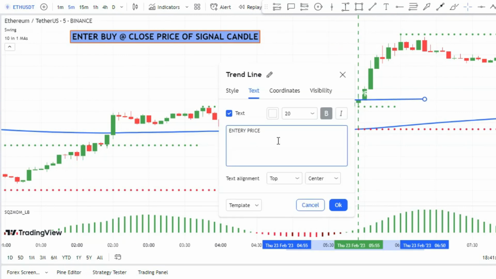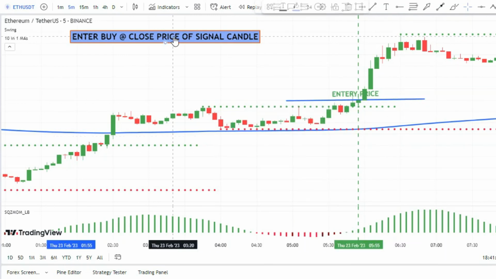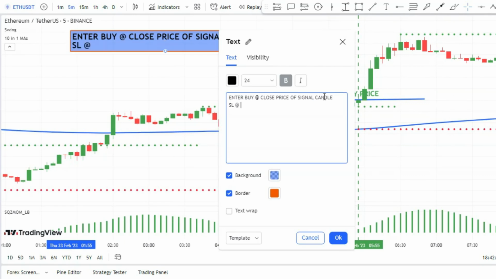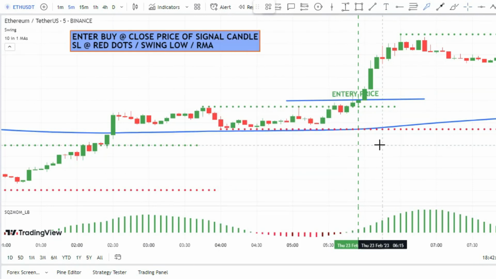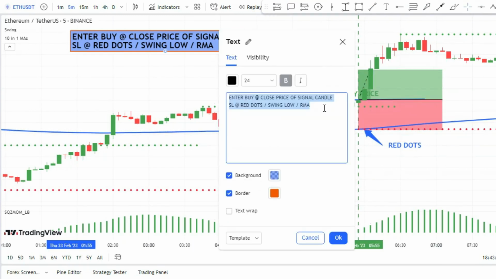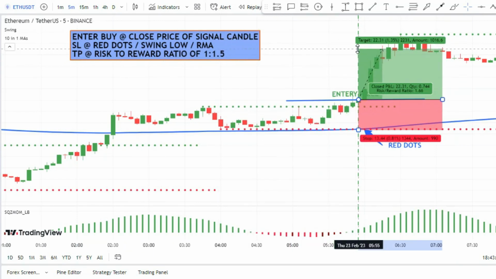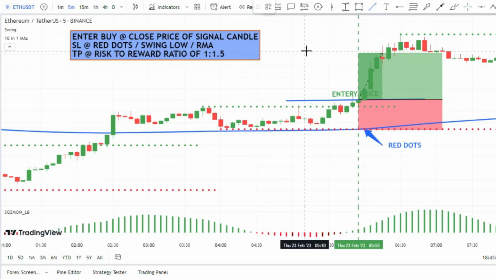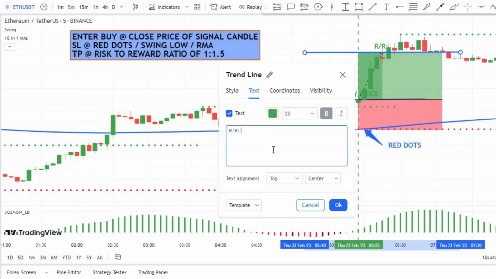It is important to set a stop loss to manage the risk in case the trade goes against us. There are 3 options to consider for a stop loss: the red dots, the last swing low, or the RMA line. We should choose the option that is closest to the entry price. Finally, we need to set a target for our trade. This should be 1.5 times greater than the stop loss value. By doing this, we ensure that we have a good risk to reward ratio for our trade.